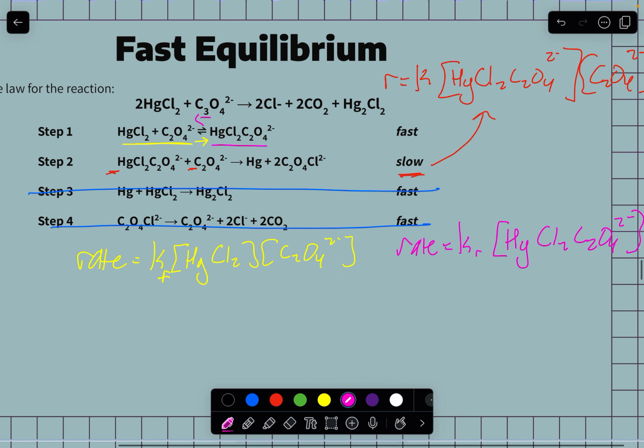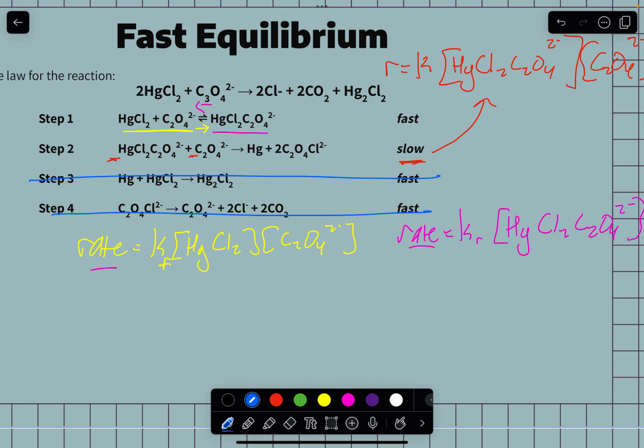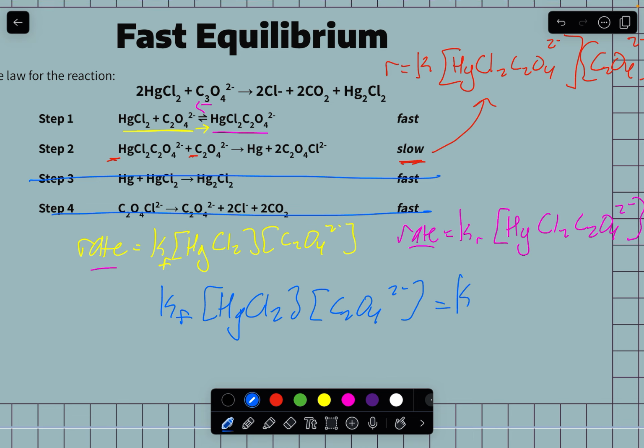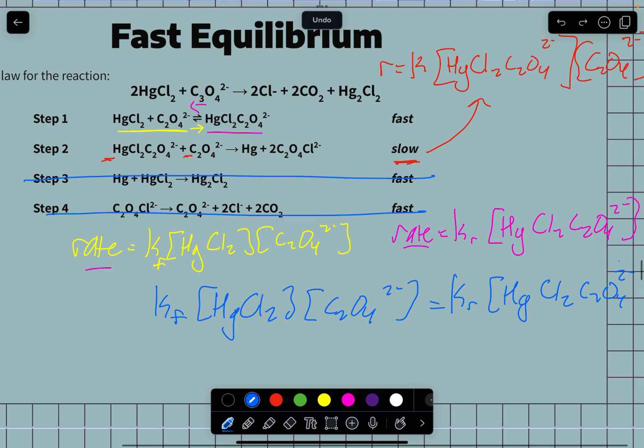So rate equals rate. We're not combining them, we're setting them equal to each other. We'd get the forward reaction, Kf HgCl2 C2O4 2 minus, is equal to our K reverse times HgCl2C2O4 2 minus. So that was step 3 from our previous slide, talking about the fast equilibrium.